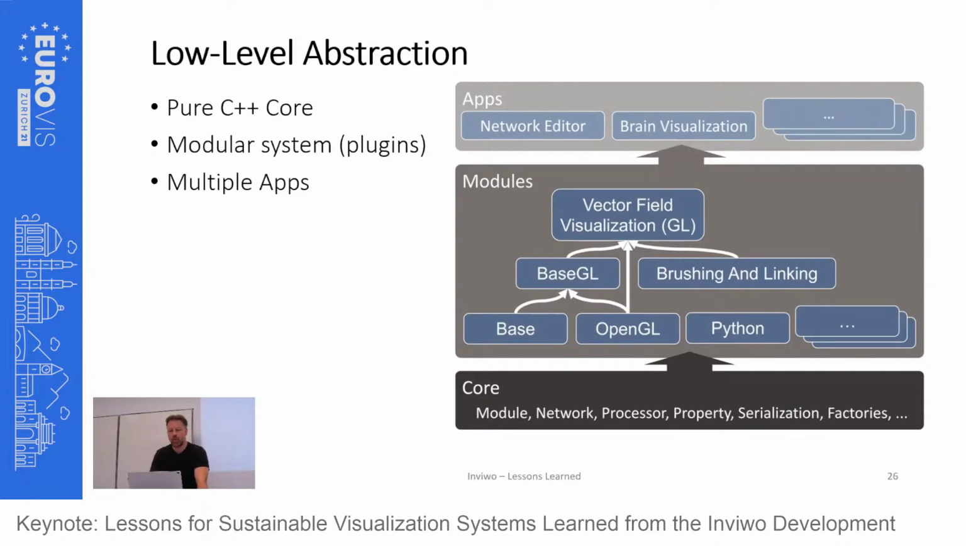And this is where most computer scientists, programmers probably will see themselves. So where you have a pure C++ core, and then you have a modular system of plugins. We call them modules in Inviwo. And you can generate apps based on this. So I would say this is the core of Inviwo, where we have basic classes for what is a module, what is a network, a processor, property, and so on. And then on top of this, we implement modules which have certain functionalities.